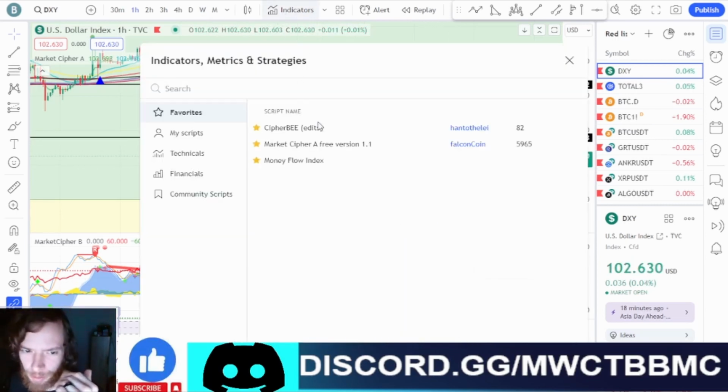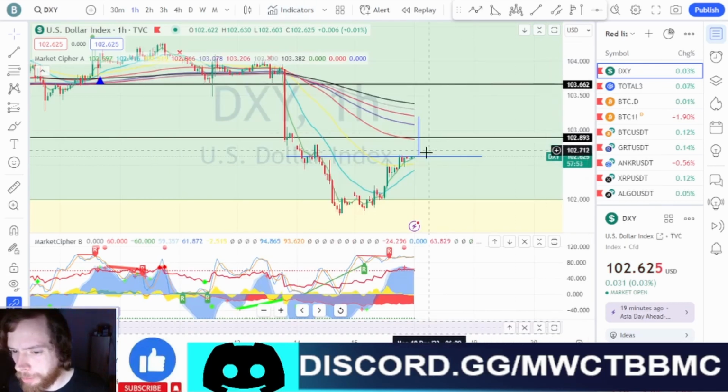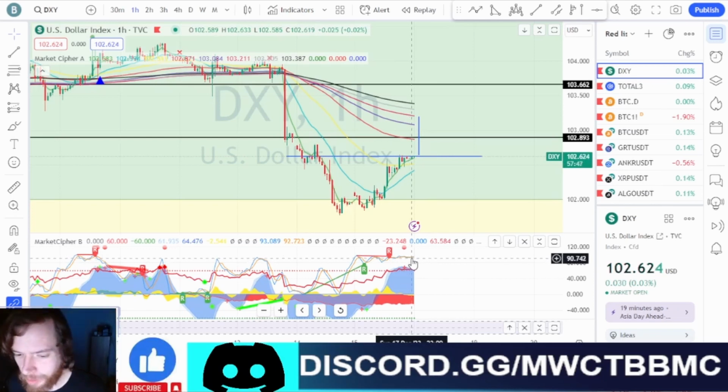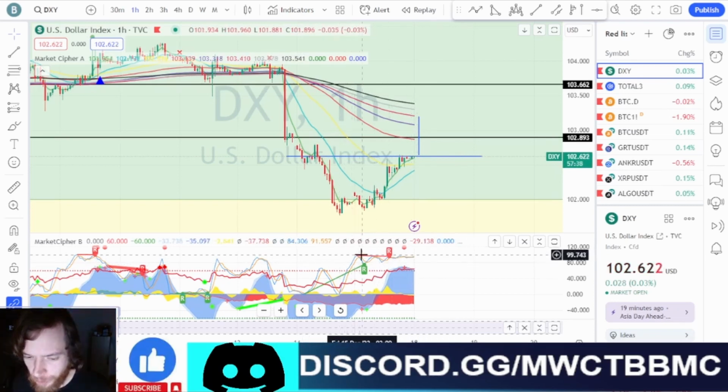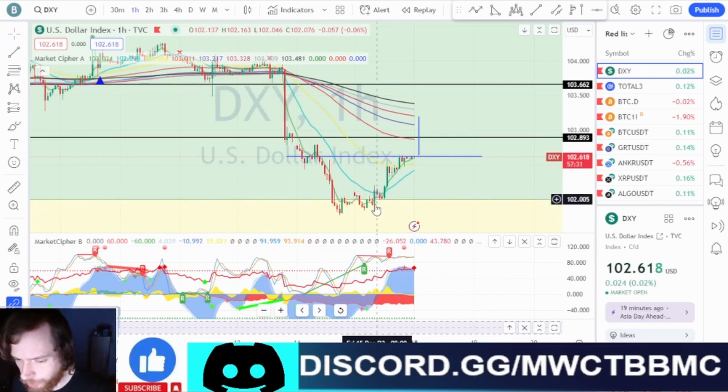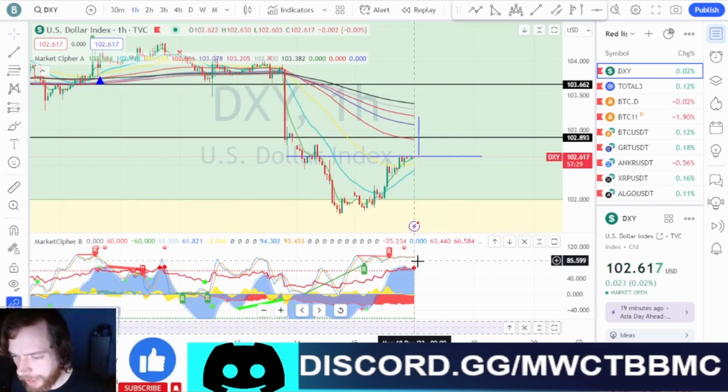Our indicators that we are using are Market Cipher B edits and Market Cipher A free version 1.1. So you'll want both of these on TradingView. It is all free. We have our stochastic, which is up here. It has the double lines, an orange line and a blue line. When the orange line is above the blue line, we typically see selling pressure. Right here, orange above blue, we did dip down. When blue is above orange, we typically push forward. So that's how the stochastic works.